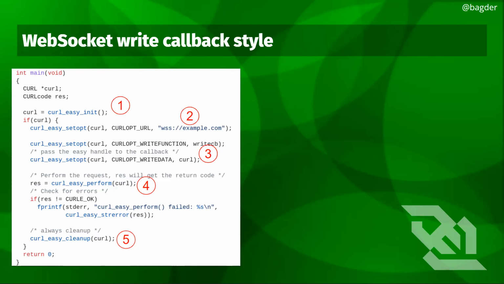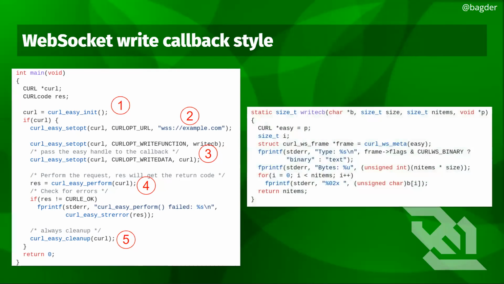And what happens then in that write callback in number 3, the write callback is the usual stuff, how you manage receiving data in an application. In this case, I made a very basic callback just to prove how it works. And I wanted to show you the introduction of this curl_ws_meta function. It is a function that you can use within the callback, which provides information to you about the data that you just got in this callback.